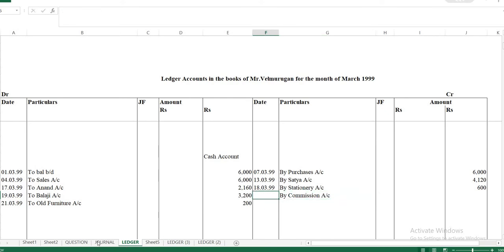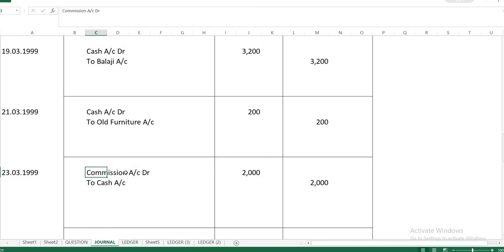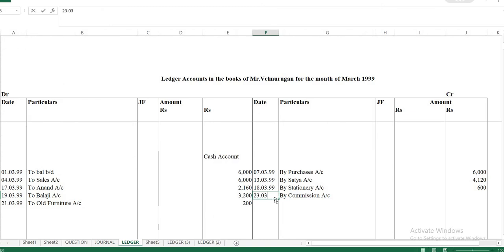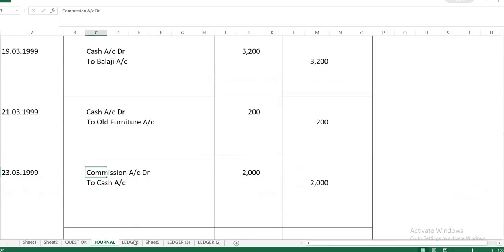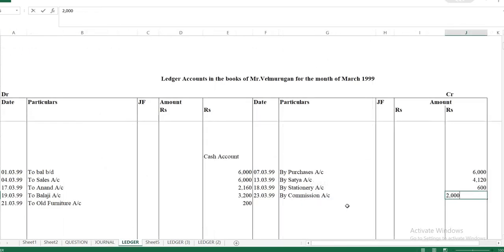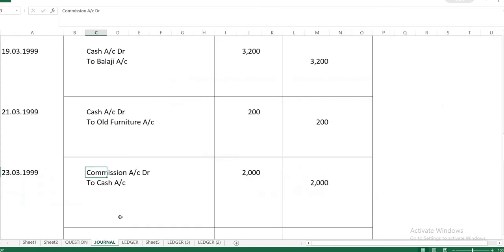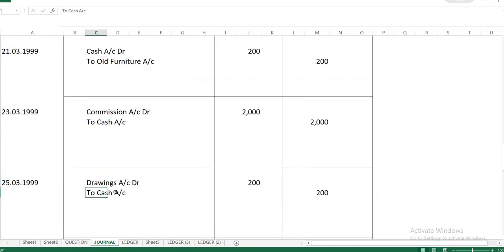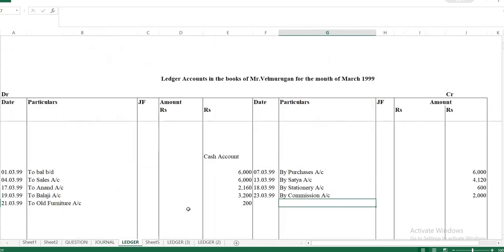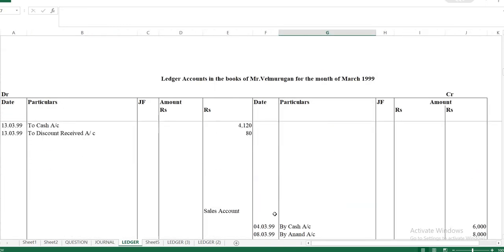So, commission to cash: in the cash account, by commission on 23rd. On the 23rd you are paying commission, so it comes under the credit side, and that amount of 2000 rupees has to be given. Next, moving to the other one, on 25th, drawings account debit to cash account. In the drawings account you show it on the debit side to cash account, and in the cash account you show it as by drawings account on the credit side. 25th, 200 rupees. Let us finish the drawings account and come back.